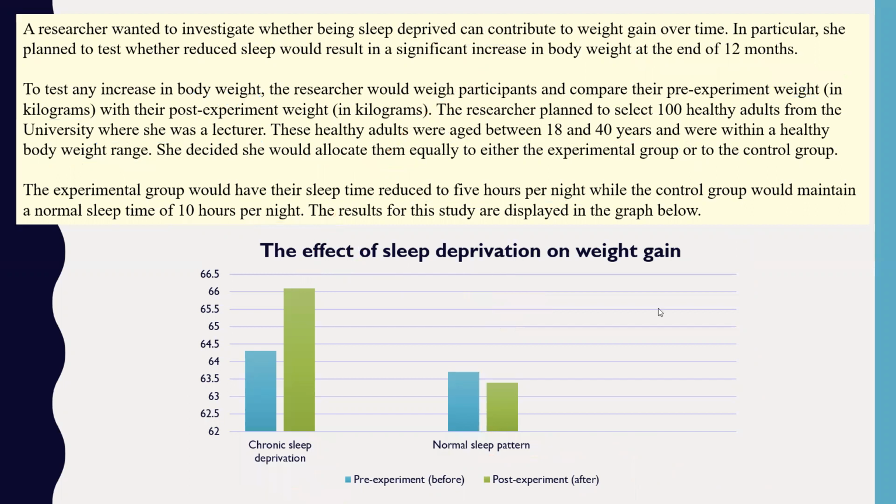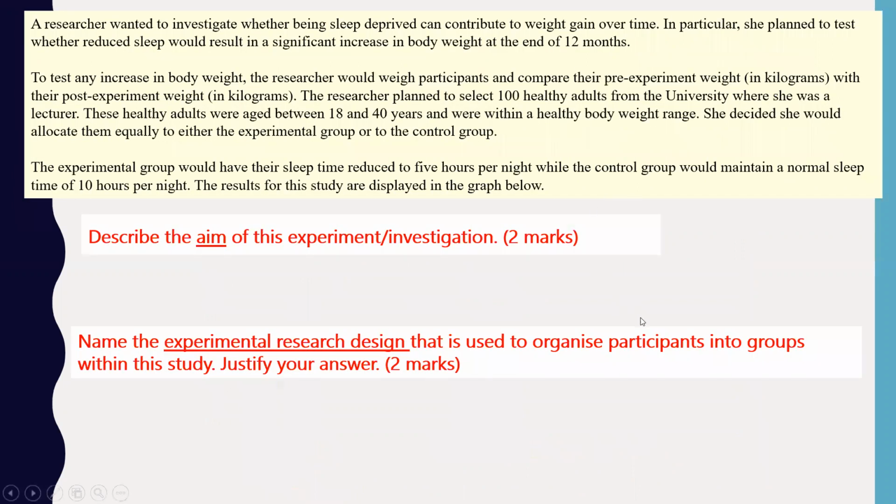So now we're going to go through the first two questions, and you won't need the graph for the first question, so I've just deleted that from this question here. The first two questions are: describe the aim of this experimental investigation, and then name the experimental research design, and then justify your answer. So name the design and then explain how you know it was that design rather than another design. So we're only going to work on this question now. I'll give you guys about 3 minutes in total to work on this question, and your time starts now.